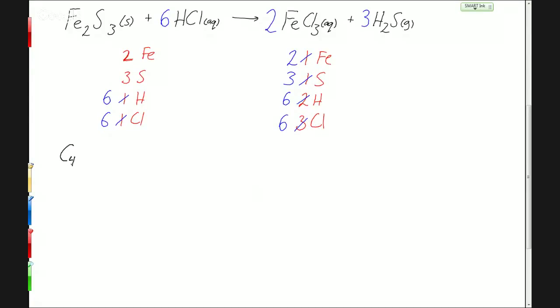The reaction for combustion of butane. Butane's a fuel, a hydrocarbon used in lighters, that kind of thing. And when it combusts, it reacts with oxygen gas, forming carbon dioxide gas and water vapor.